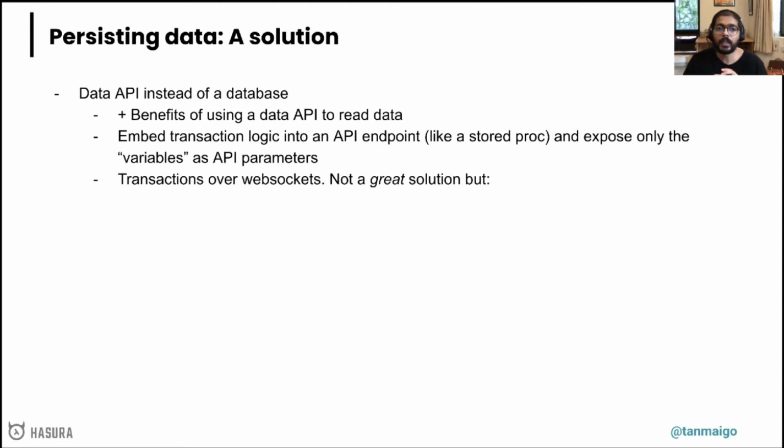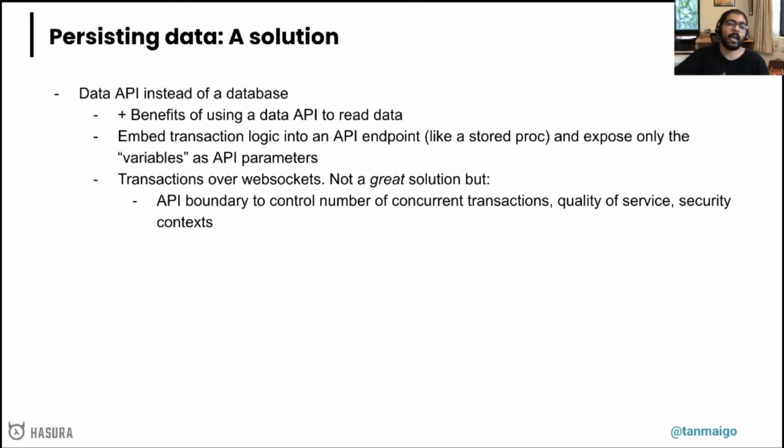Like, for example, you might not be able to handle massive concurrent loads, but it's kind of similar to the same problem that you would have had of executing transactions anyway, right? If you had a large number of concurrent users all trying to run transactions on the same pieces of data. And so it's kind of the same problem, but if you think about exposing transactions over WebSockets, the nice thing here is that you again have an API boundary.